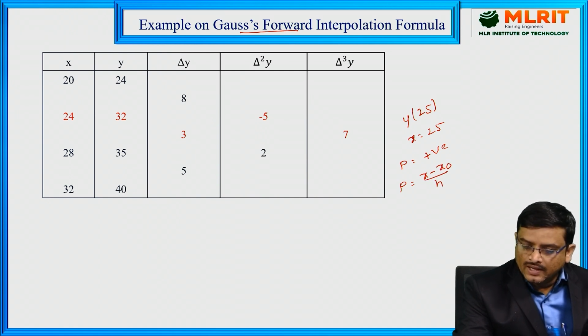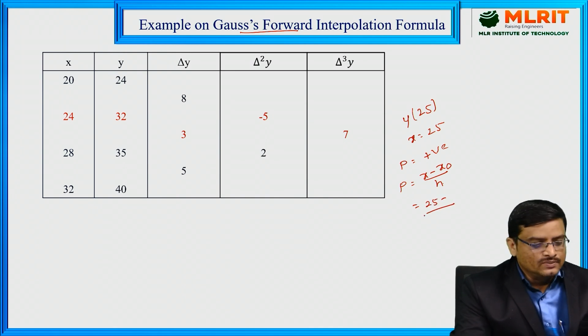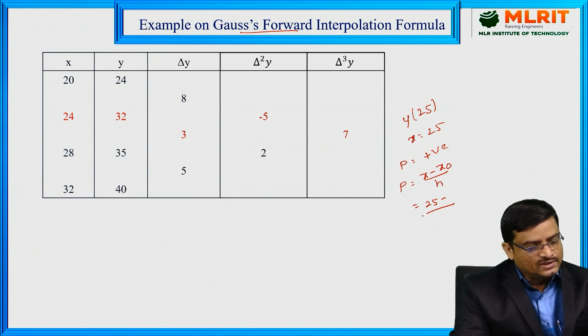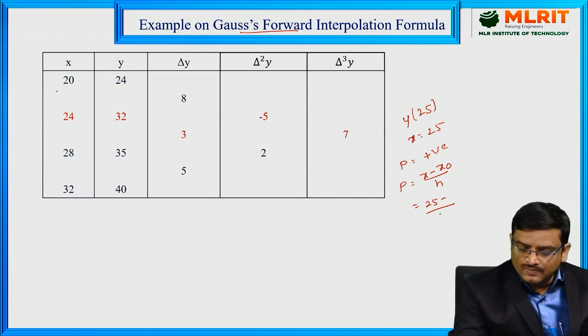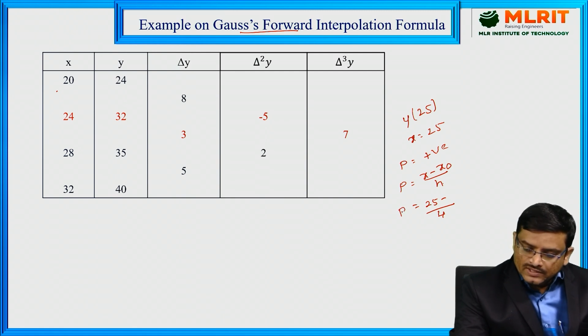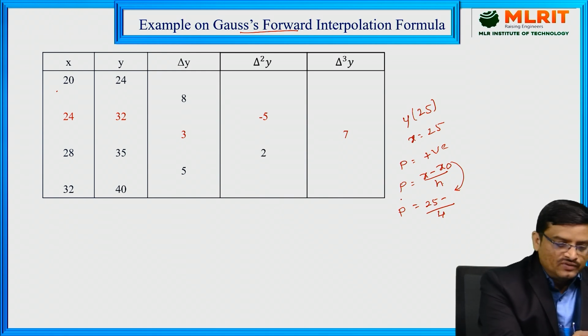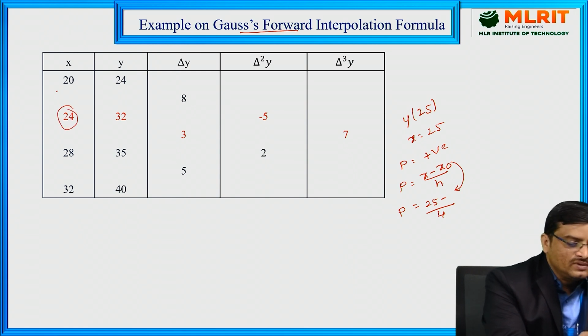by h. So we know this x value, that is 25, minus x naught, and h is nothing but the common difference between the values of x. So 20, 24, the difference is 4. 24 and 28, the difference is 4. So we have a common difference. Now, in order to get this p value as a positive value, whatever the value we consider for x naught, that should be less than 25. That is, the nearest to this 25 is 24, which satisfies our condition.